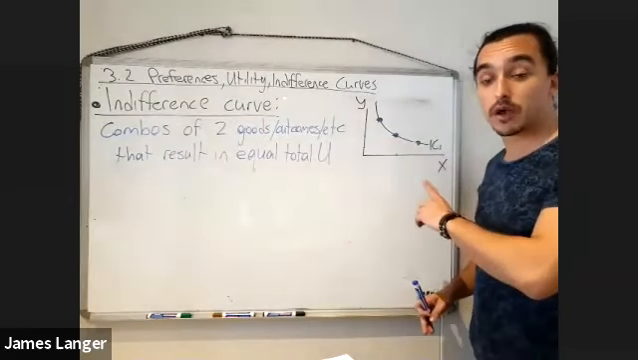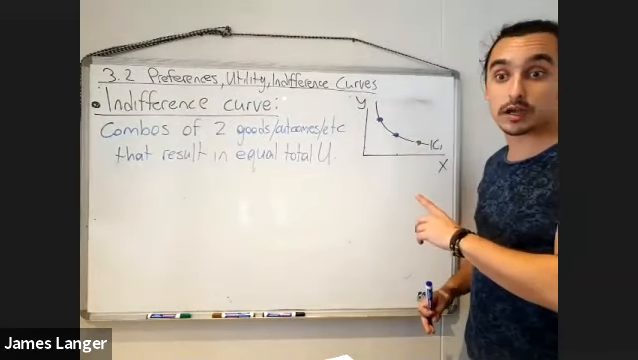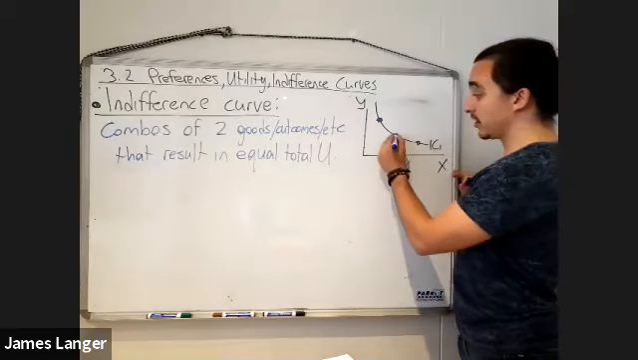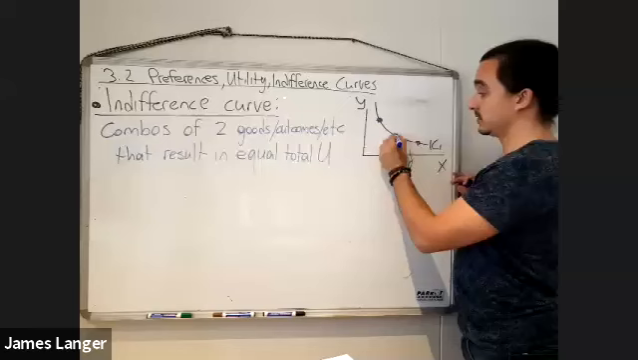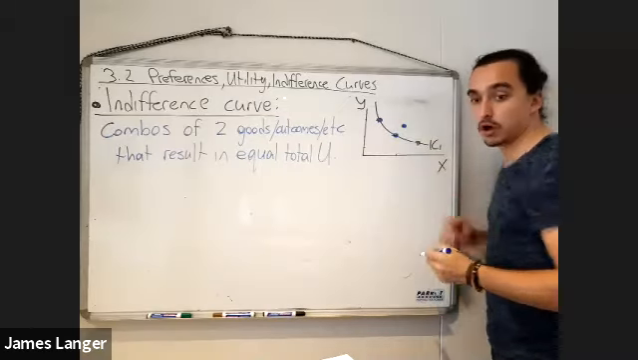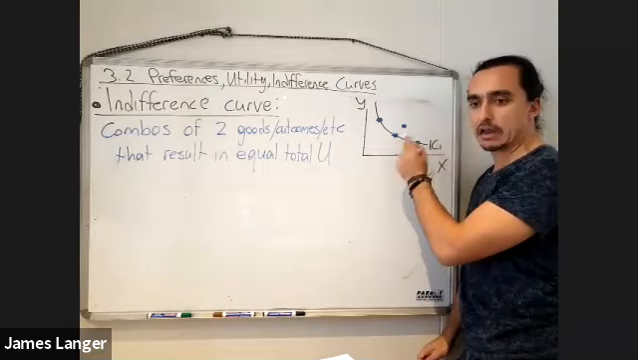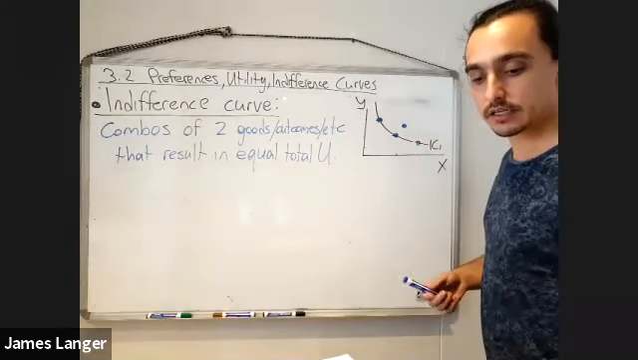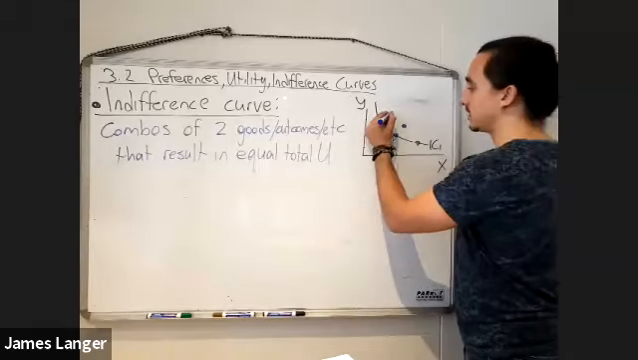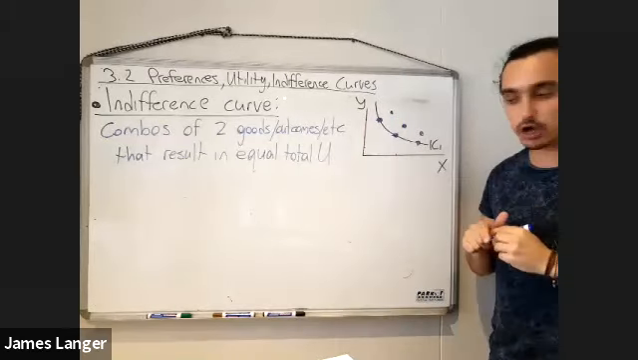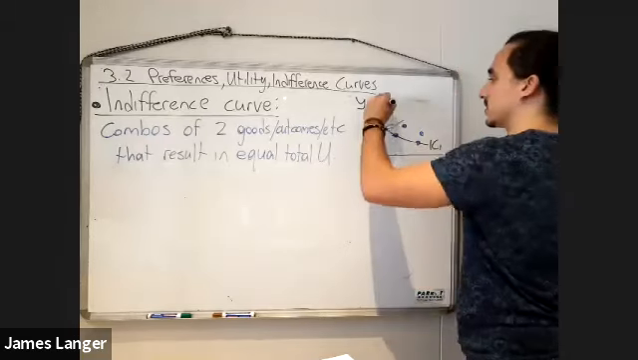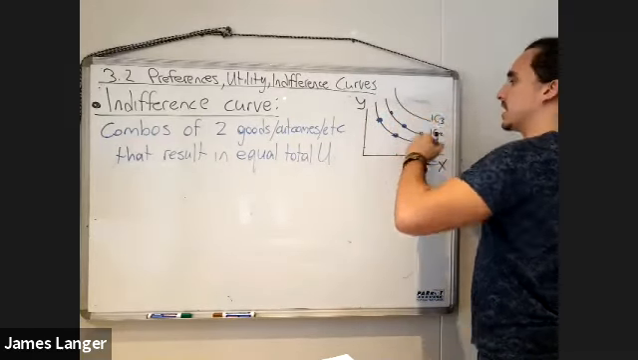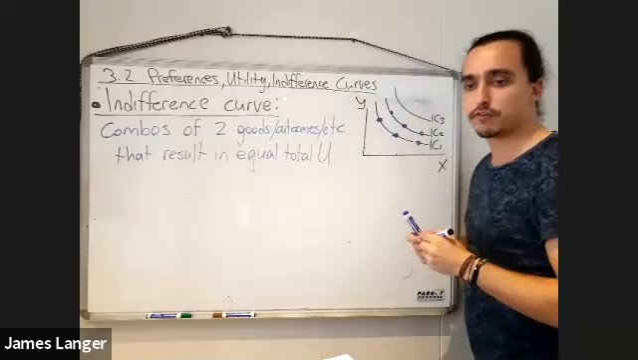I want you guys to answer my question. Do you think that I would be happier if I went from this point to this point? Yes or no? If I could have more y and more x, would I be happier? Yes. Okay? The answer is yes. So now we would have to find a new indifference curve that shows new combinations of x and y. So this is going to be IC2 and IC3, and so on and so forth.